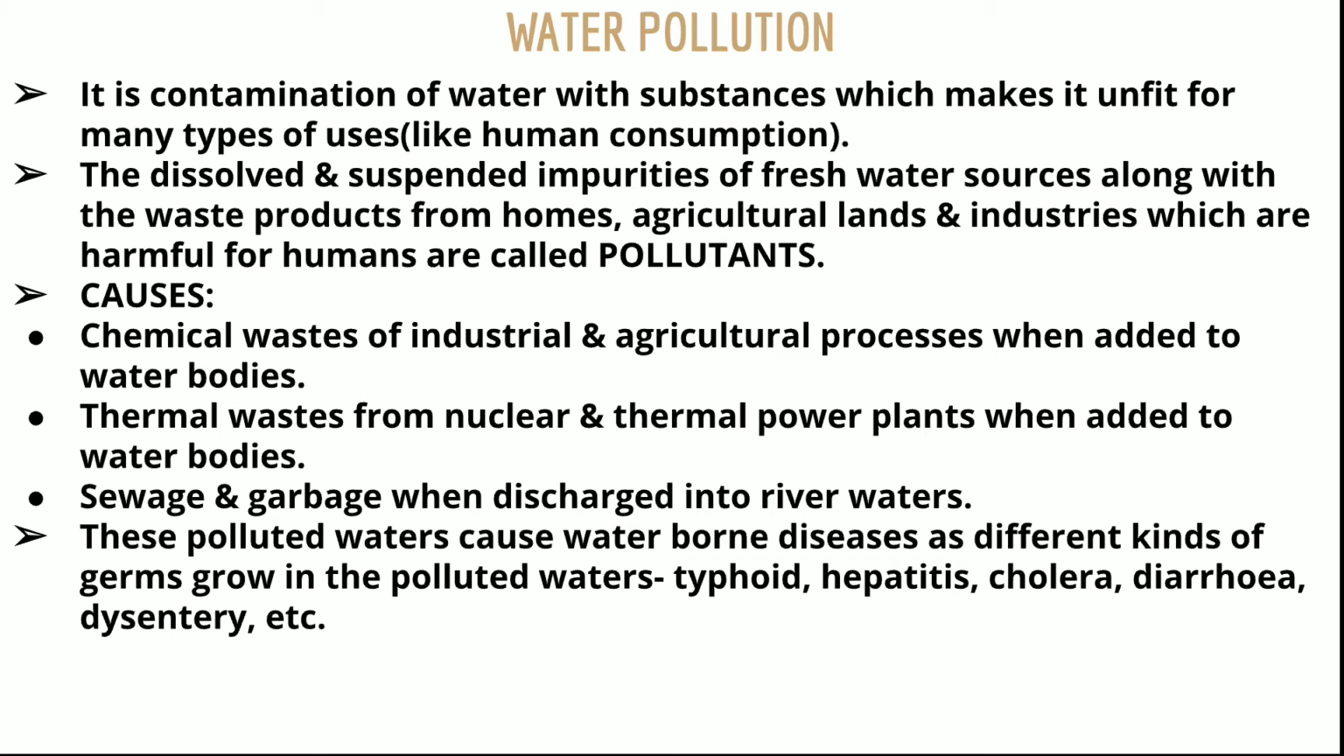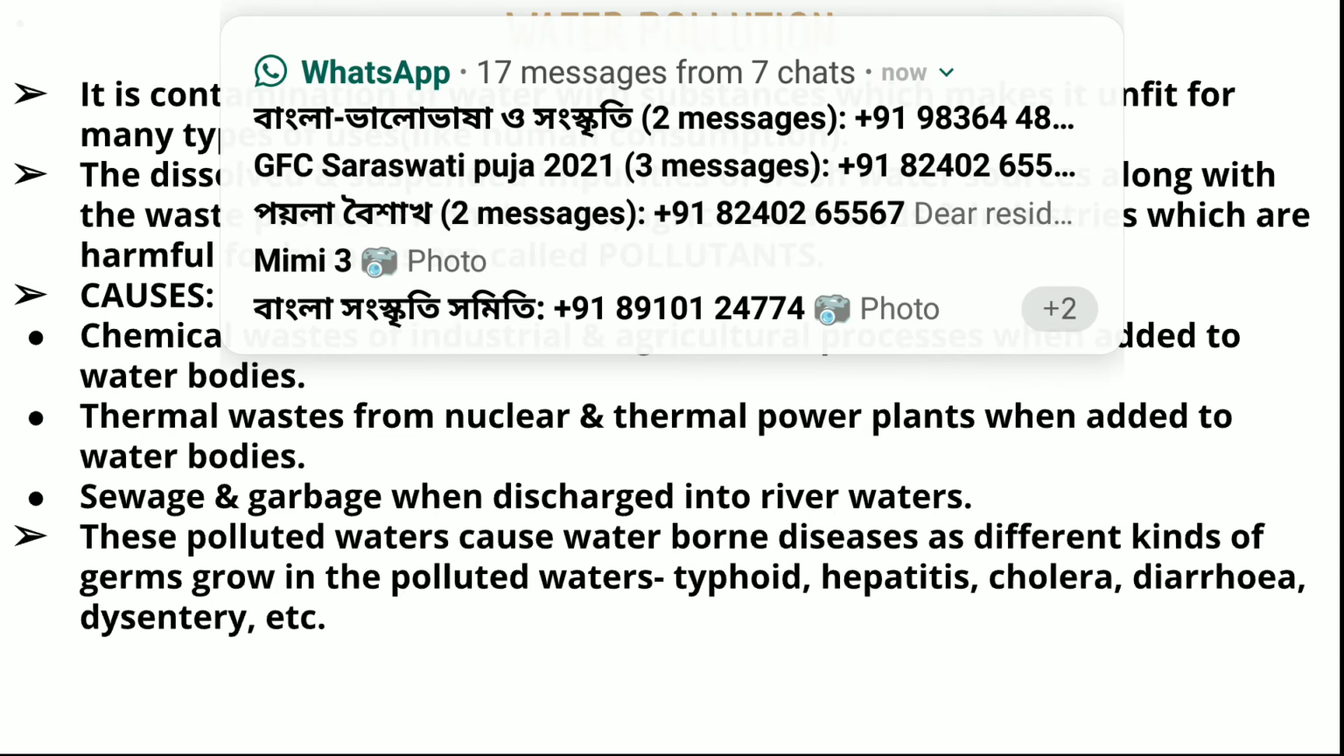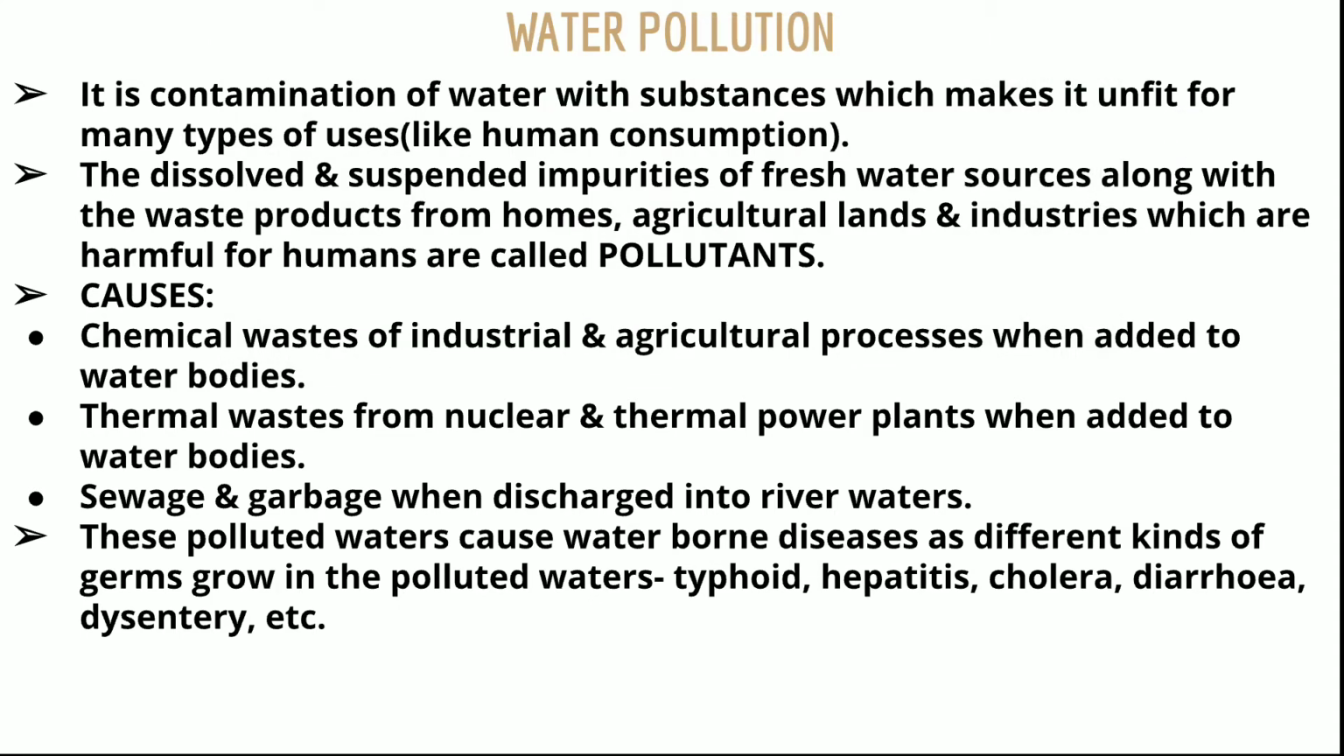Water pollution is nothing but the contamination of water. This is caused by certain substances which are mixed with the water, and this makes the water unfit for many uses. The dissolved and suspended impurities of fresh water sources, along with the waste products from homes, agricultural lands and industries which are harmful for humans, are called pollutants.